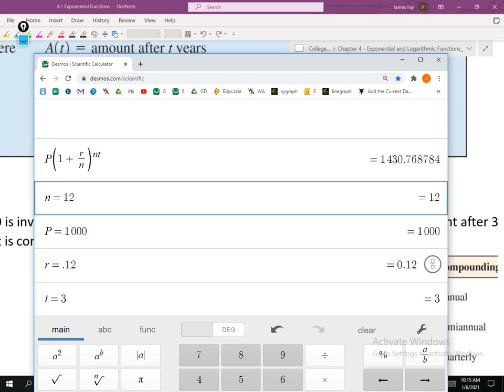So now that's up to 30. So we've gone from 1404 up now to 1430. So we've made a $26 increase. Okay.